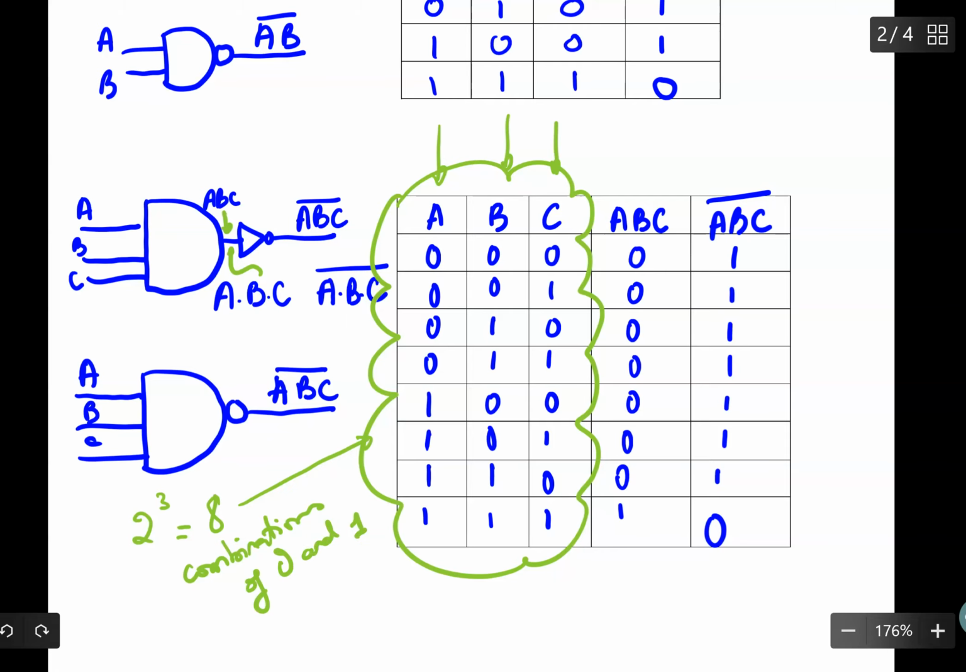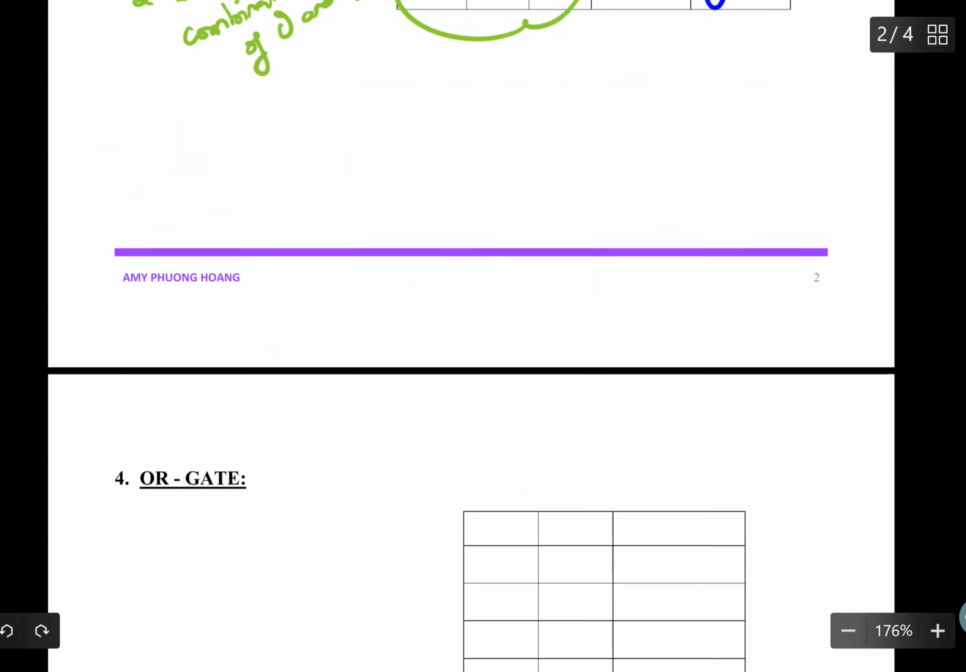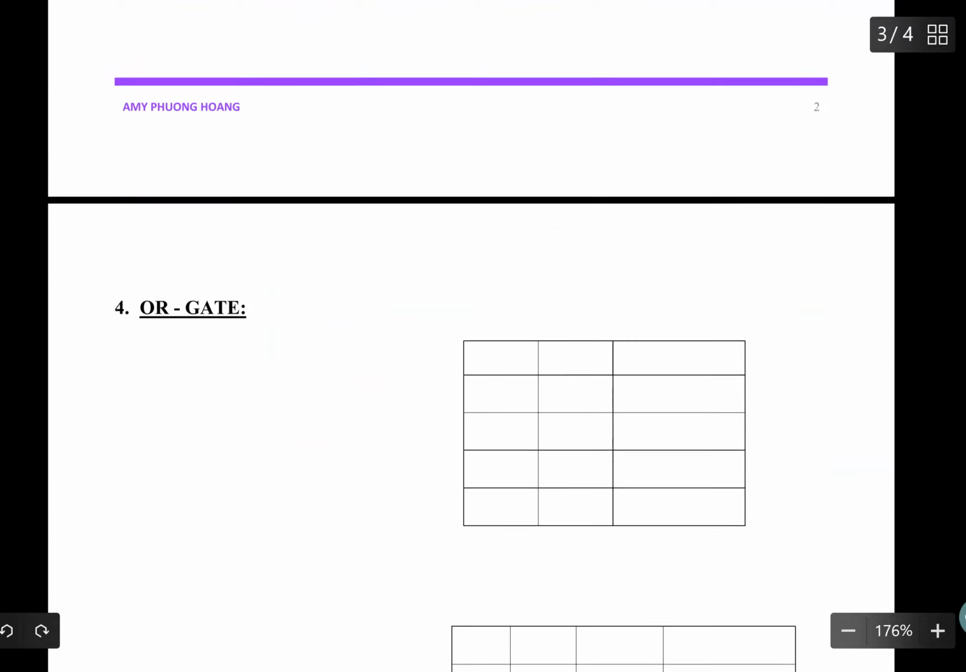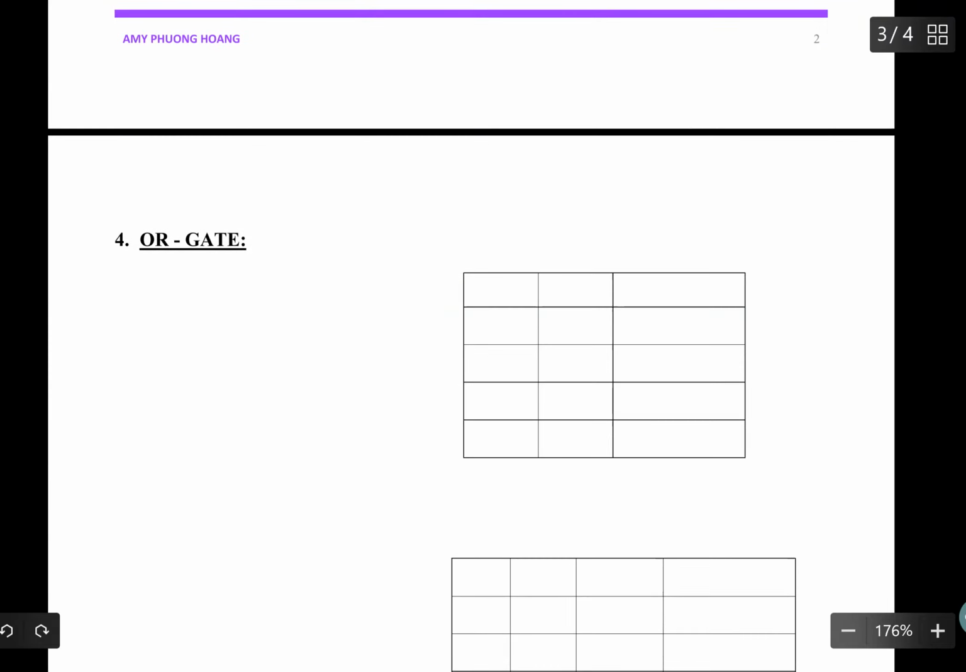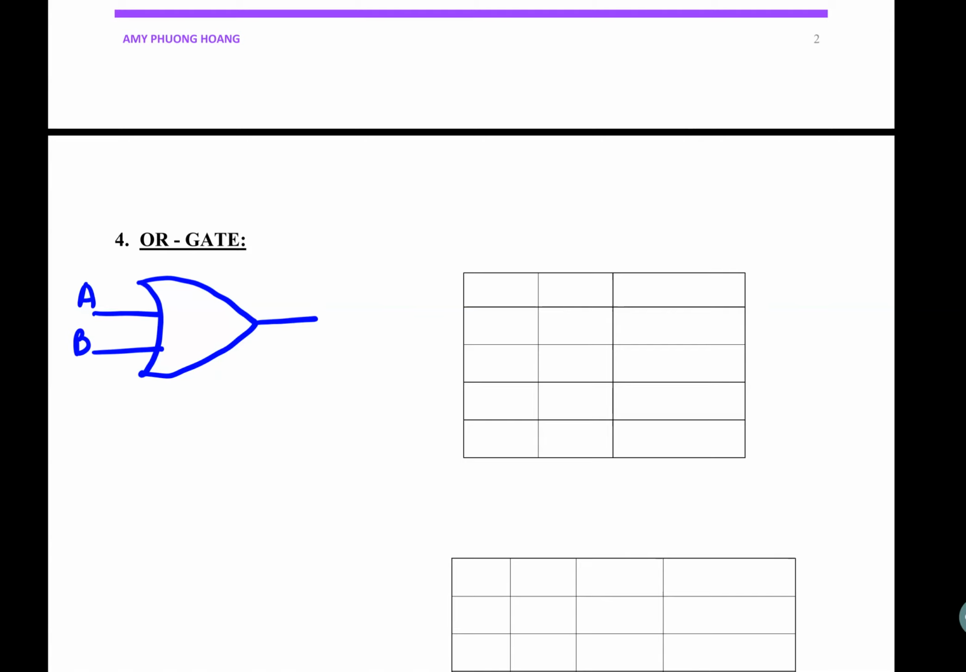Alright. Okay, let's move on to our OR gate. OR gate with 2 inputs, I will draw it like this. We draw this as a curve here. I will have 2 inputs coming in, A, B. Coming out of the end, I will have A plus B as the Boolean expression for this gate.